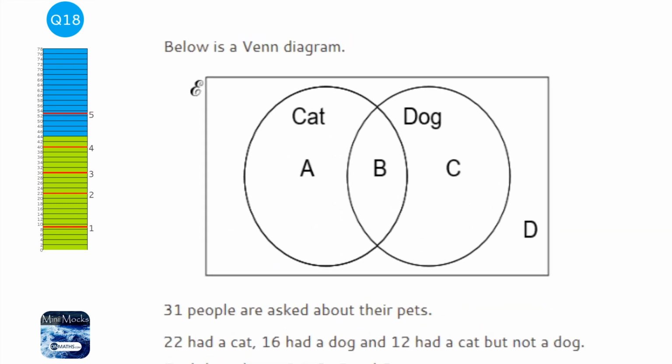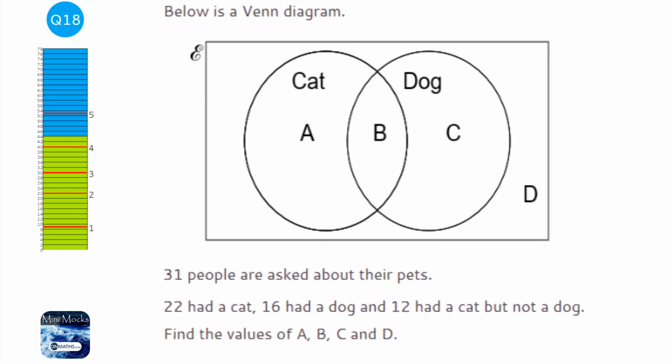Okay, so this question gives us some instructions underneath and a Venn diagram to fill out. So it says there's 31 people altogether. So the 4 numbers we're trying to find, which is signified with the A, B, C and D, have to add together to make 31. 22 have a cat. Now at the moment we can't fill anything in because the cat is split between A and B. 16 people have a dog. Again, we can't fill out anything yet because the dog is split between B and C.